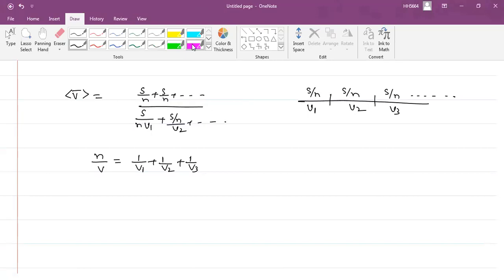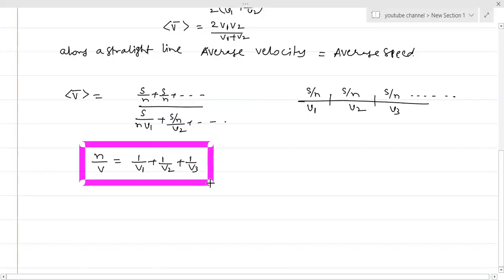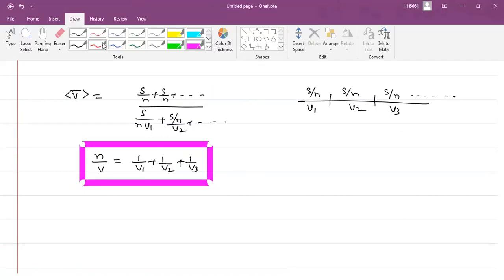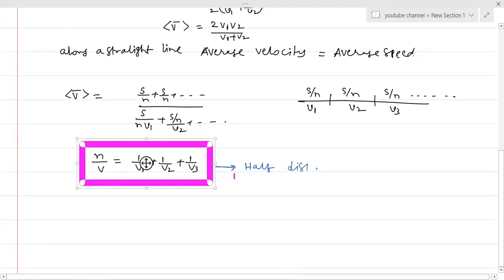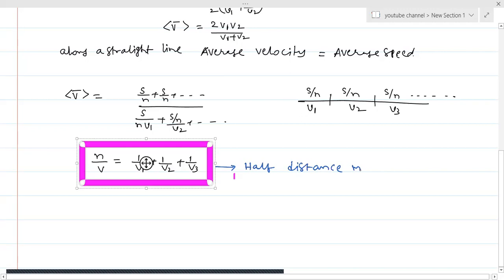This is one of the important logics for average velocity in the half distance method. We will use this logic for the half distance method.